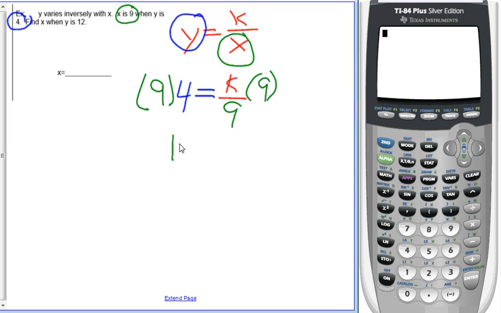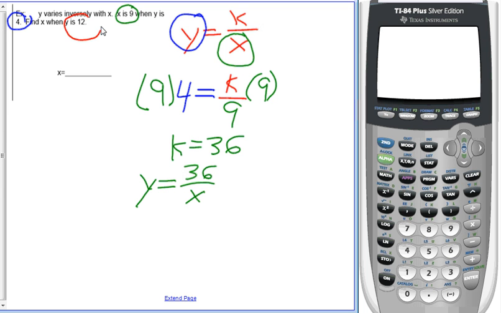and then I get k equals 9 times 4, or 36. So now I can write the equation. The question didn't actually ask me to write the equation, but I can't solve for anything until I have the equation. So I've got y equals 36 over x. That's my equation. So now I go back to my problem, and it says find x when y is 12.